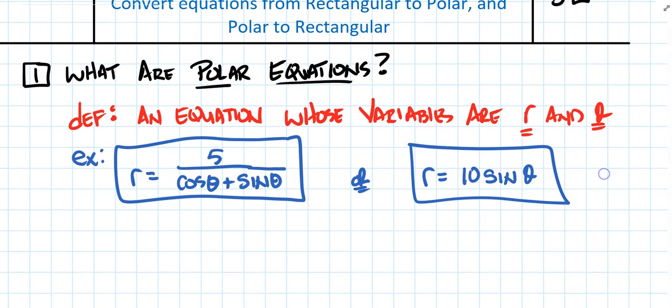Before we begin, we want to know what a polar equation even is. We're going to define it as an equation whose variables are r and theta. I have two examples for you in the box here. On the left-hand side, r is equal to 5 divided by cosine theta plus sine theta. This is a polar equation because it has an r and a theta. Same thing on the right-hand side, r is equal to 10 sine theta. This is a polar equation because it has an r and a theta. And this is what we're going to be working with.